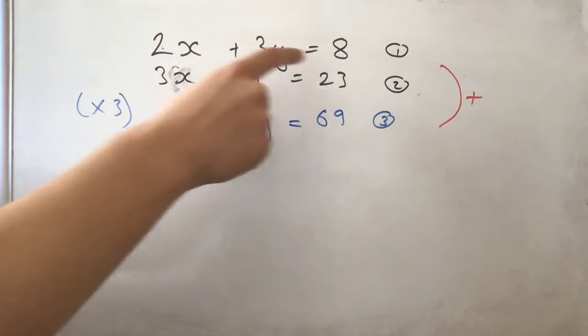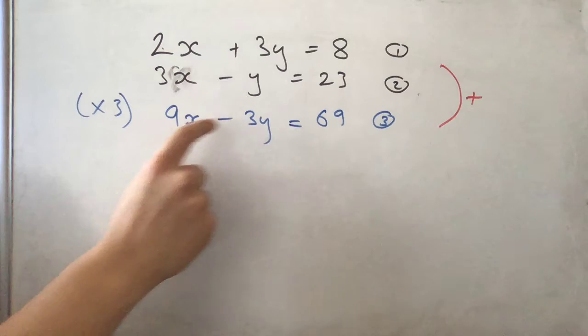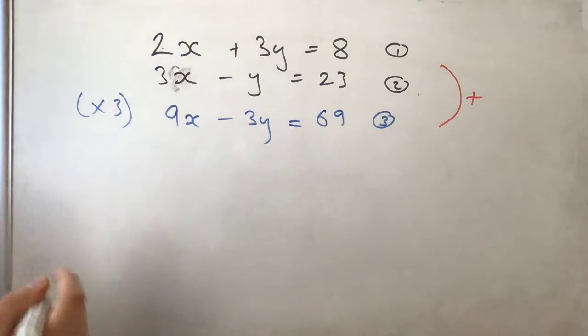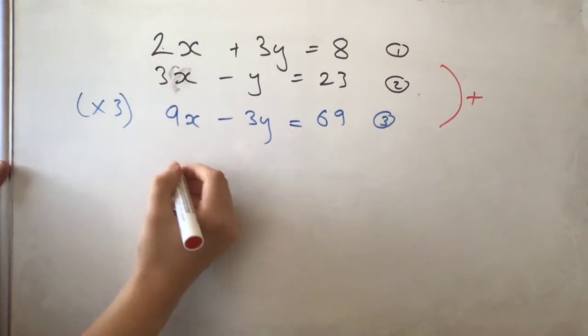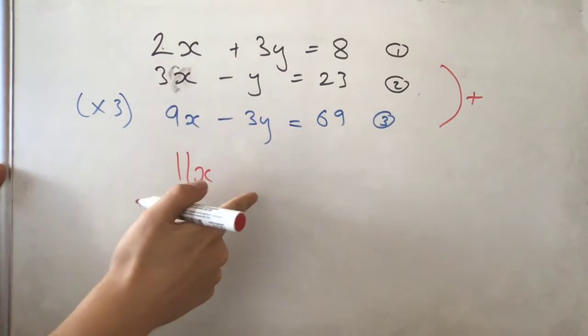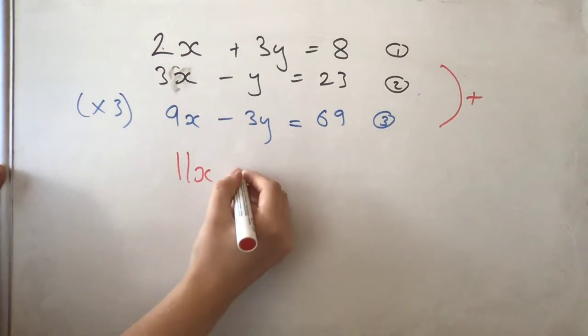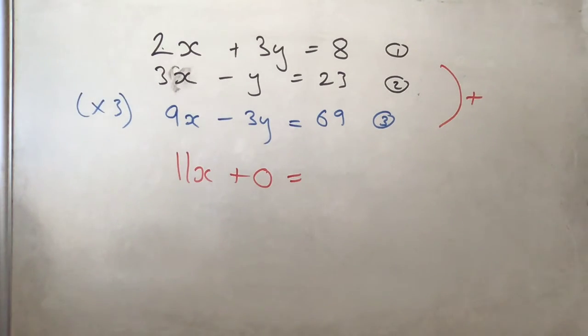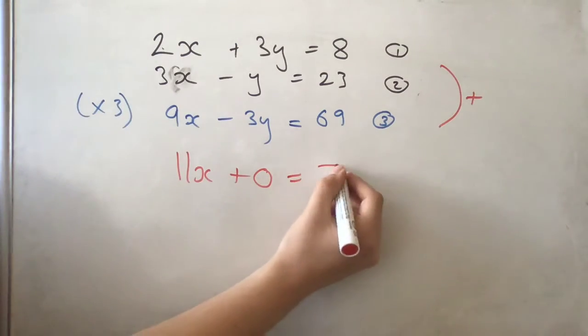So 2x plus 3y equals 8, plus 9x minus 3y equals 69, will give us the following. And we're going to do this in red now. So 9x plus 2x equals 11x. 3y minus 3y equals 0, so I'm going to put plus 0 in there. And finally, 69 plus 8 is going to give us 77.